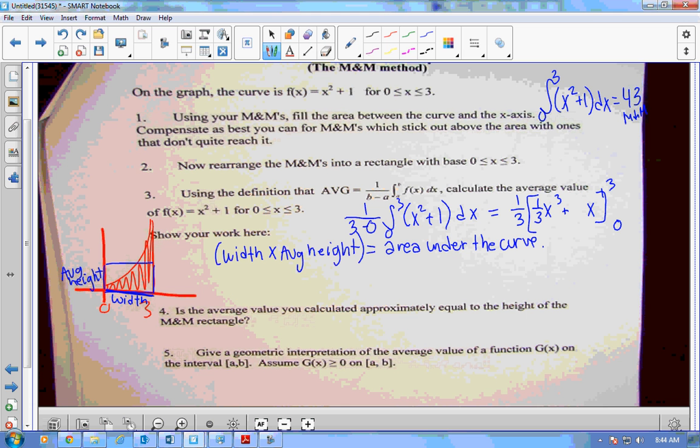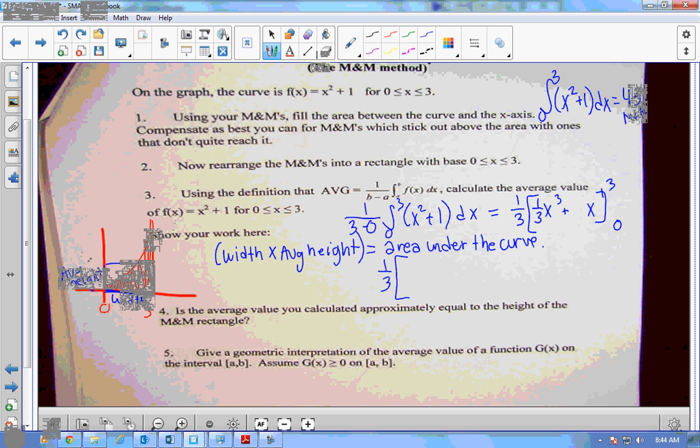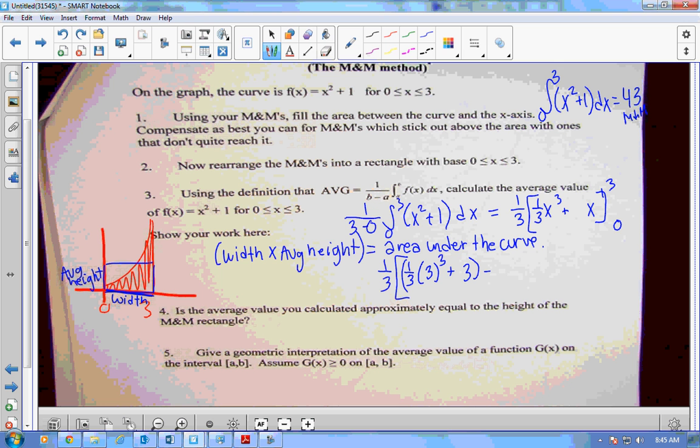The 1/3 out front, any constant multipliers that we pop out front, just come along for the ride. You don't have to use them until the very end. So when we evaluate at 3, 1/3 times 3 cubed plus 3, subtract 1/3 times 0 cubed plus 0. That 1/3 just comes along for the ride for a while.